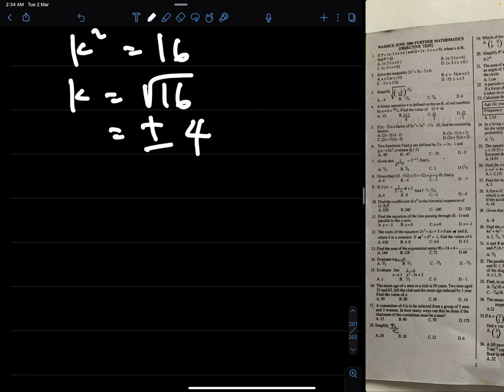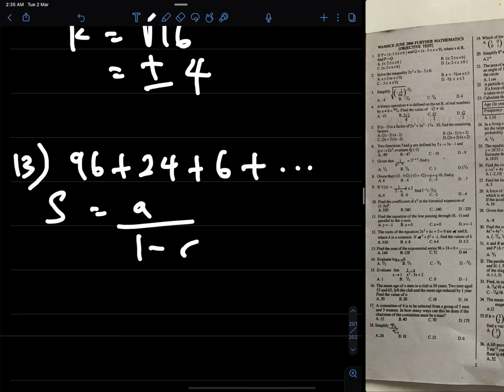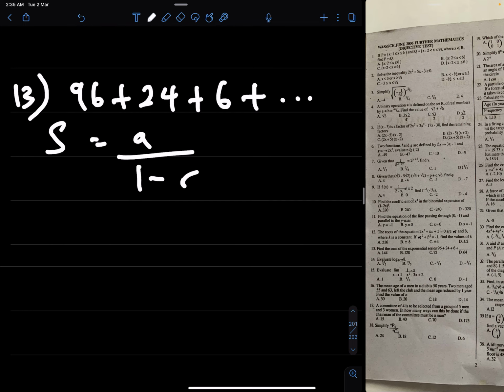And we go straight to the next, which is number 13. Find the sum of the series 96 plus 24 plus 6 and so on. These are the terms of the series. Now the sum is going to be a over 1 minus r, where a is 96 and r is t2 over t1, which is 24 over 96, and that simply means 1 over 4.